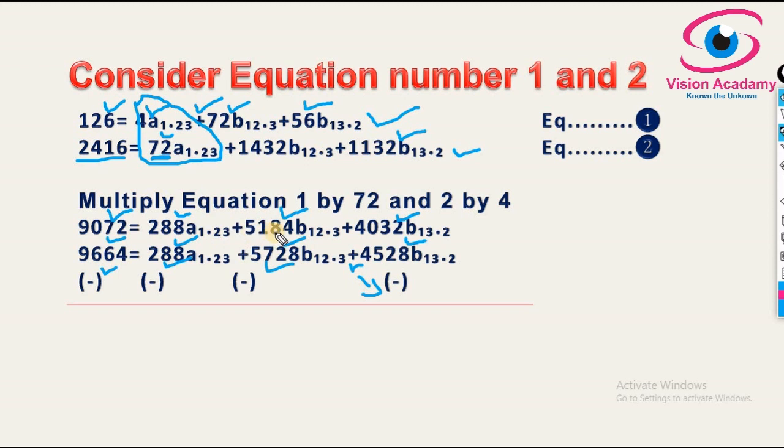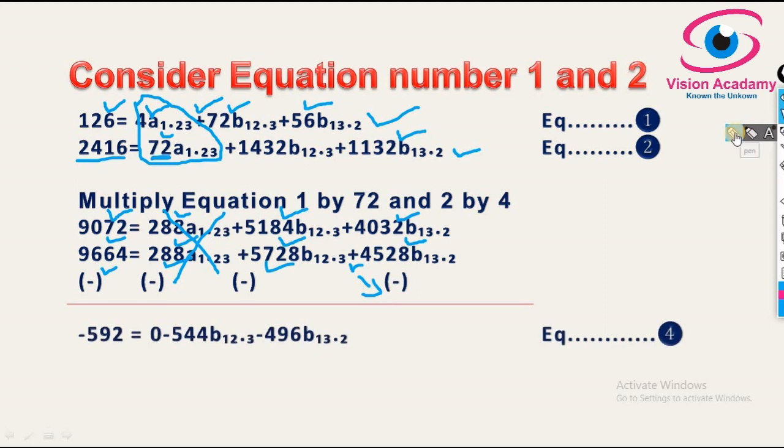So 5184, 5728, 4032, 4528. So for here firstly I will obtain the value directly: 288 will be cancelled from the equation. So the remaining thing I will show you here, the derived value. 9072 minus 9664, minus value is highest, minus 592. Here 288 cancelled, so 0.